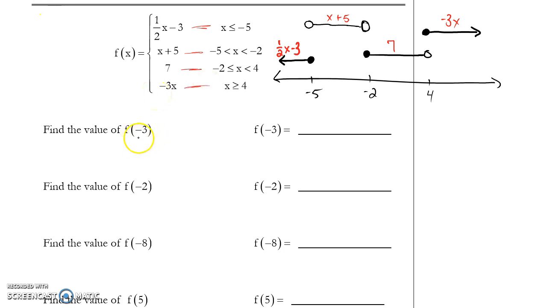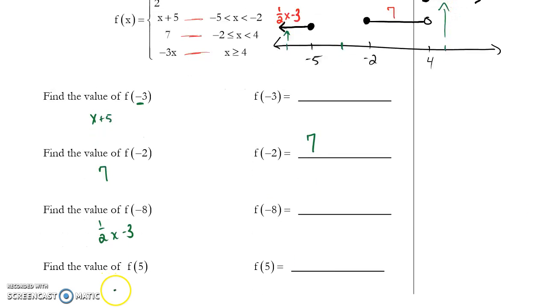Now I can look and see all of my x values. -3, well, that would go somewhere here, means I use x plus 5. For -2, I go to the closed circle. My answer is always 7. I know that one without doing any work. -8 is going to be off to the left here. For -8, I'm using this function, 1/2 x minus 3. And the last one is 5. 5 is off to the right of 4, so that means use this function, -3x. Now it's a matter of plugging in, substituting.